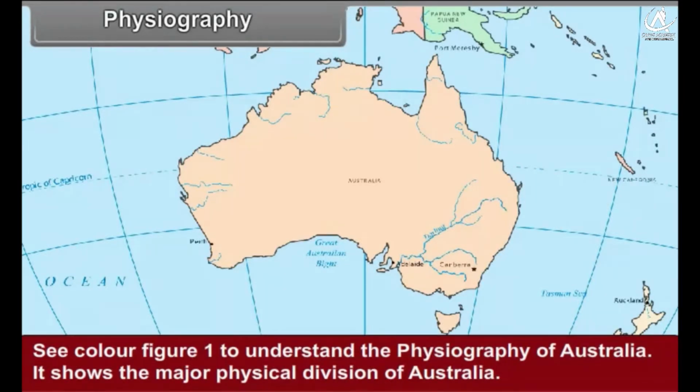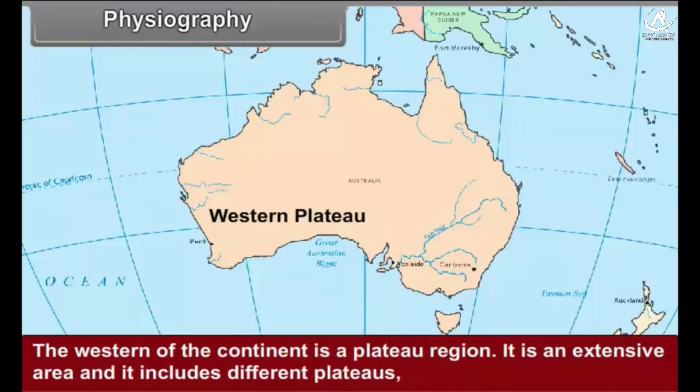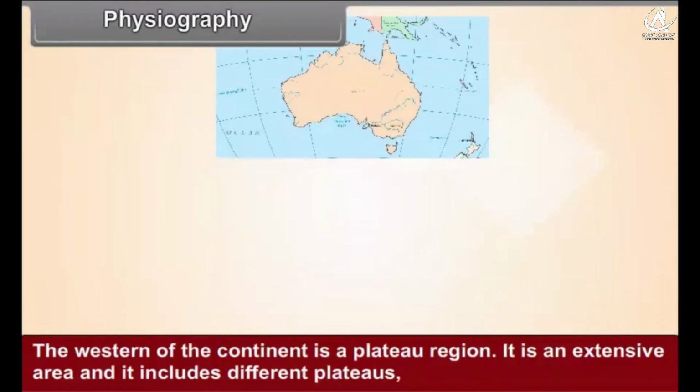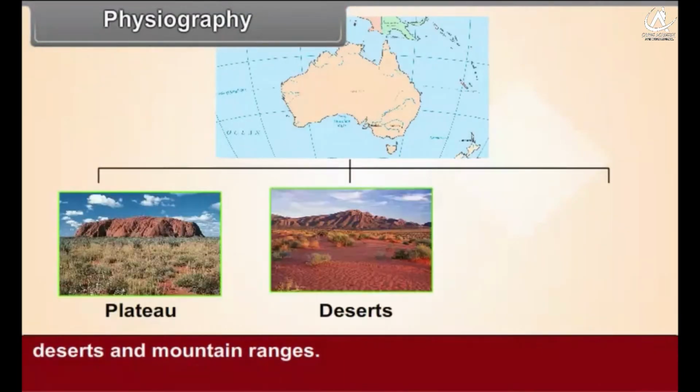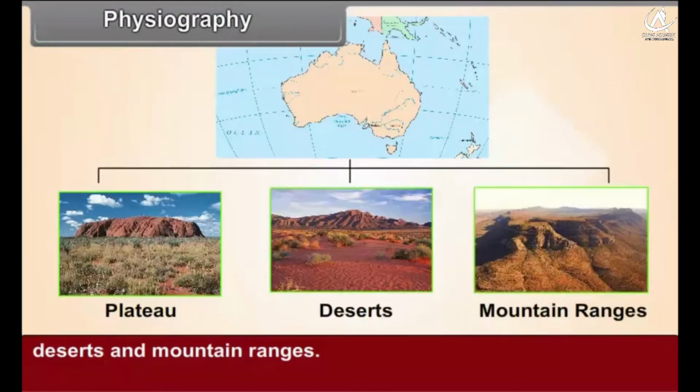Physiography. See Color Figure 1 to understand the physiography of Australia. It shows the major physical divisions of Australia. The western part of the continent is a plateau region. It is an extensive area and it includes different plateaus, deserts and mountain ranges.